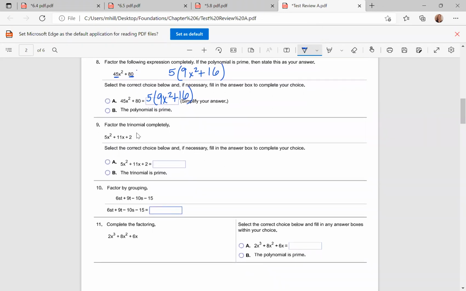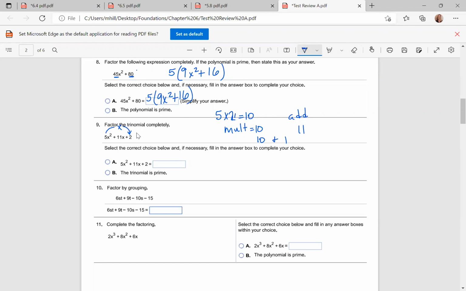Okay. Again, they're wanting us to factor this trinomial completely. So we don't have anything that 5 and 11 and 2 have in common, but we can take our first term and multiply it by our last term. 5 times 2 is going to give me 10. So we're really looking for something that multiplies to give us 10, but adds to give us the middle term, which is 11. And we just did this. So the answer was 2 numbers that multiply to 10 and add to 11. Those 2 numbers are 10 and 1.